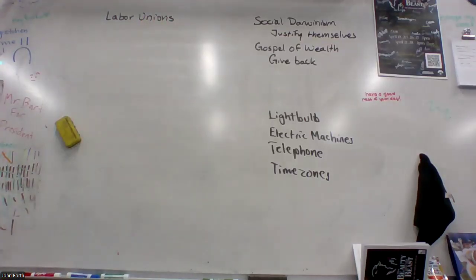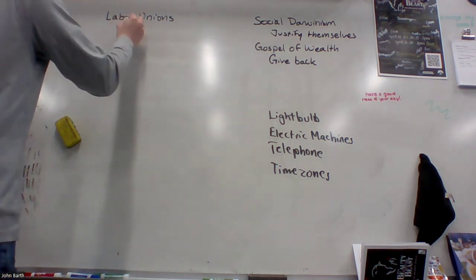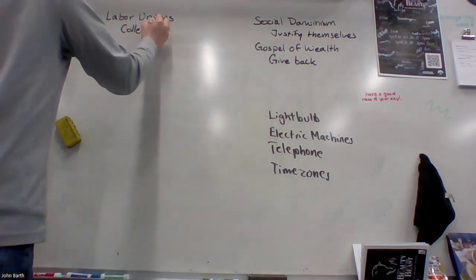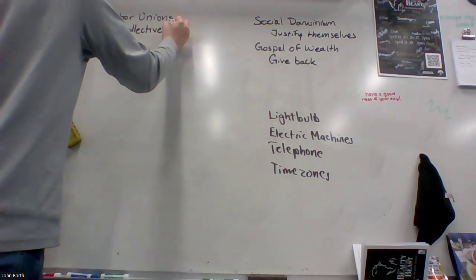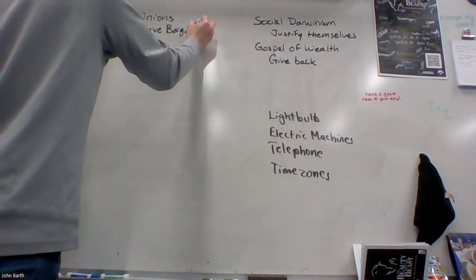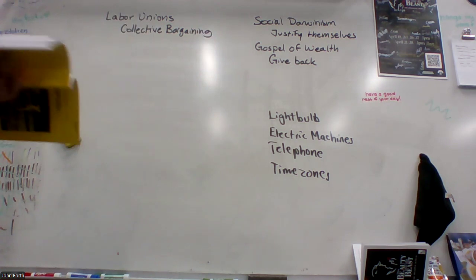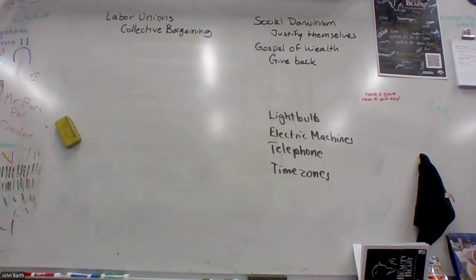So labor unions. These are workers who are trying to organize, and they try to collectively bargain. You go to your boss and say, we want better pay, or we want better working conditions, or we want safer working conditions.